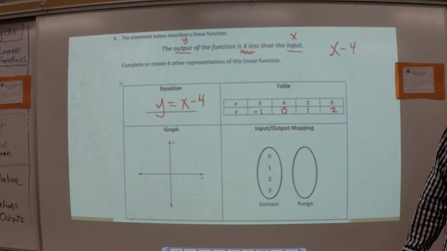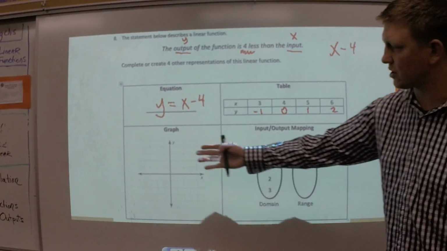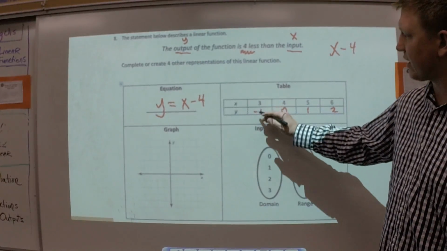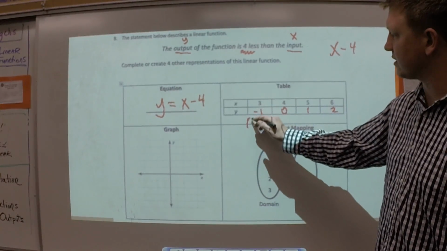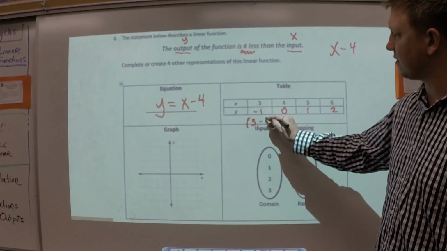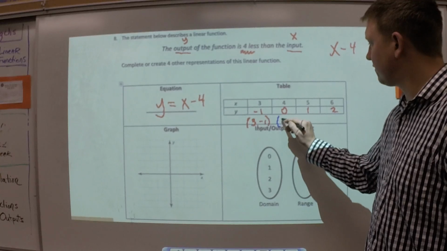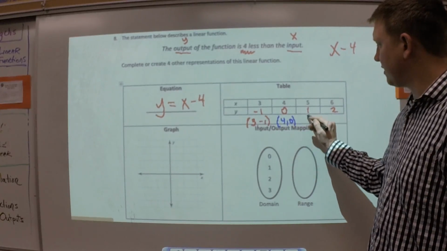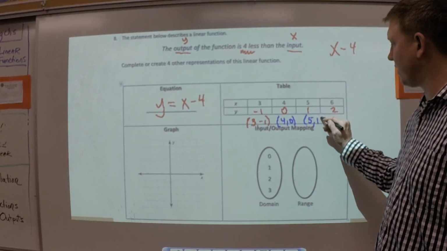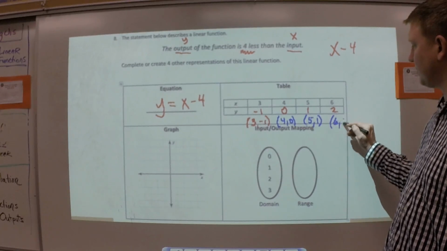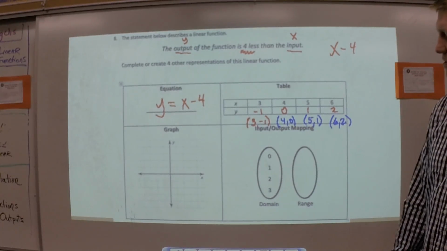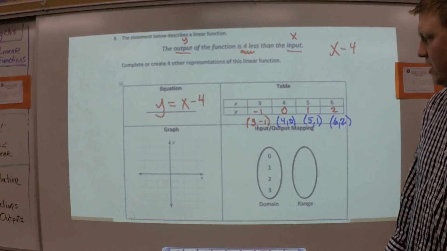All right, now I can take that table and I can actually go turn it into a graph. 3 comma, so this is technically 3 comma negative 1, right, like this. And this one is technically 4 comma 0. And this one is technically 5 comma 1. And this one is technically 6 comma 2. And I can go graph those points. I really only need about 3 points in order to graph this.